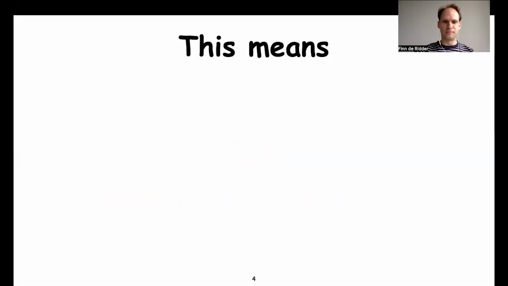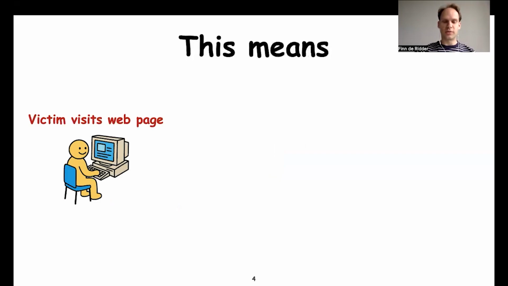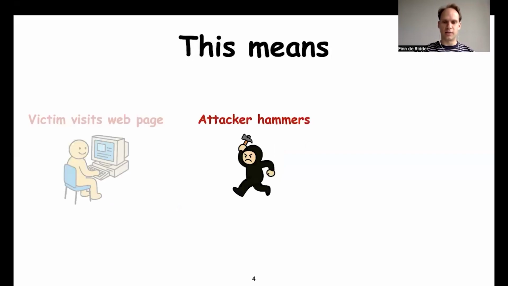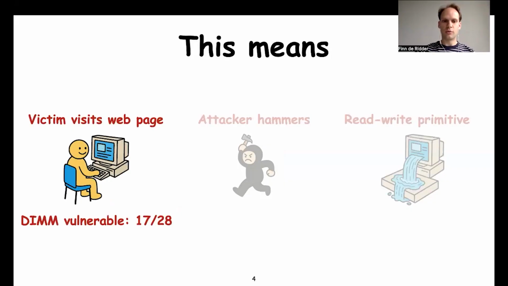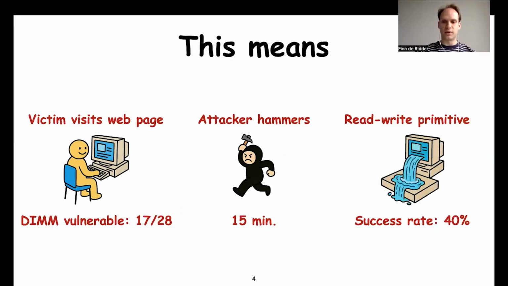With Posthammer, we show that the majority of DDR4 chips is vulnerable to browser-based Rowhammer. What does this mean? This means that you, as a victim, visit a web page while in the background, the attacker hammers on your machine to then obtain a read-write primitive in the JavaScript process. We found that the majority of DIMMs is vulnerable, so 17 out of the 28 DIMMs in our testbed were vulnerable to this attack. The attack takes about 15 minutes on average and has a success rate of about 40%.